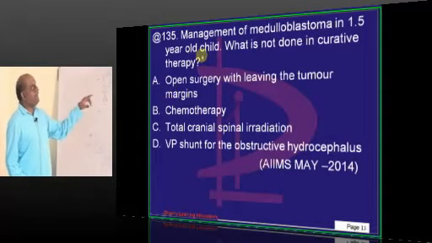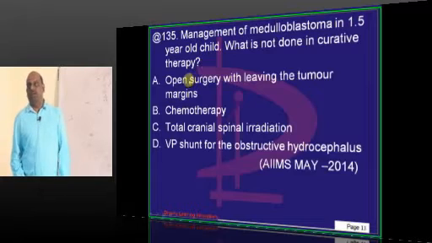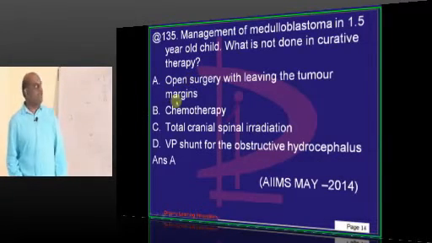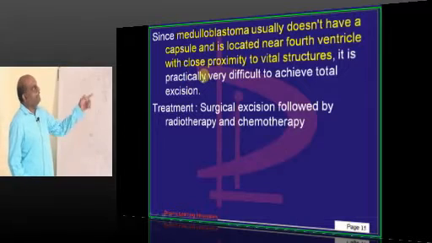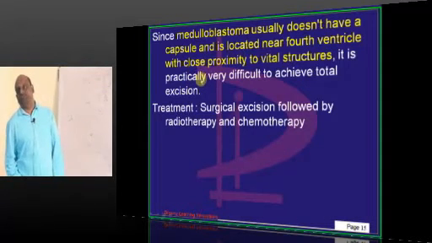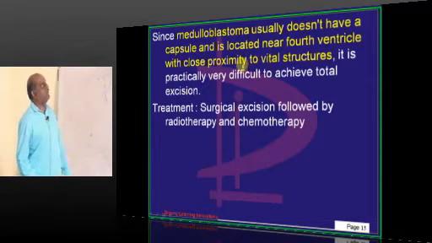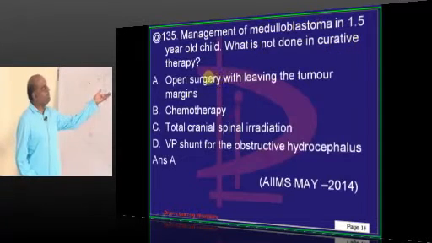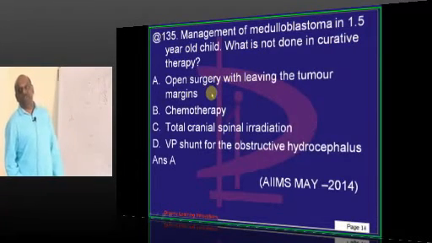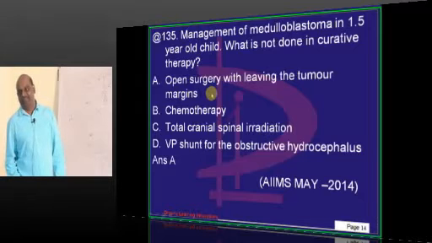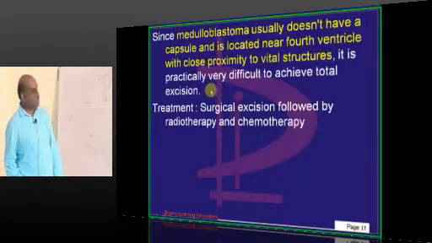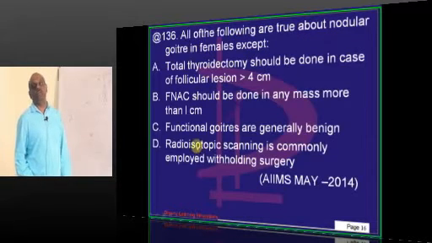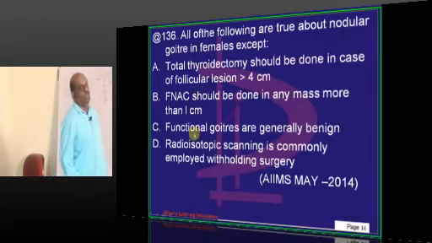There is a medulloblastoma in a 1.5-year-old child. What is that you cannot do? Brain tumors is a high yield topic in pediatrics. Medulloblastoma doesn't have a capsule and it is located near the fourth ventricle, very close to all vital structures. Where do you have an opportunity to take a tumor margin? You cannot, right? At most you can resect. That's what you can be able to do. So surgical excision followed by radiotherapy and chemotherapy is what you can basically do.